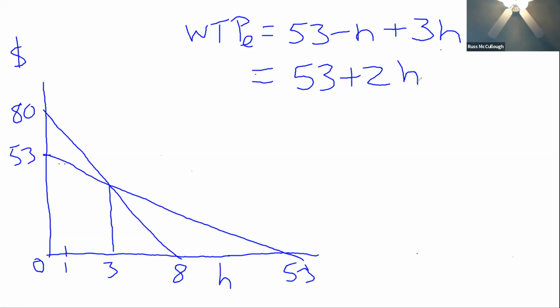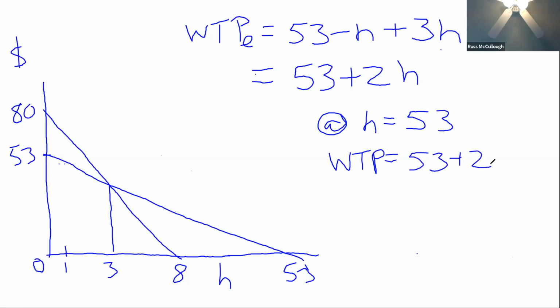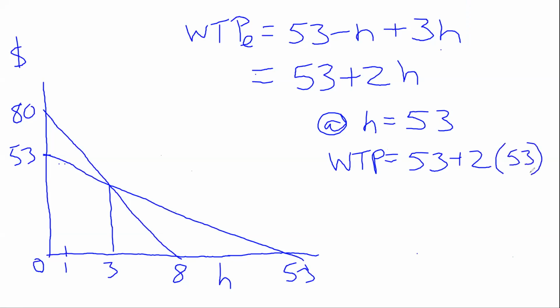So it says draw the willingness to pay curve for the building with elevators, including a value of h equal to 53. So let's just go ahead and put in 53. At h equals 53, the willingness to pay equals 53 plus 2 times 53, which is 159.